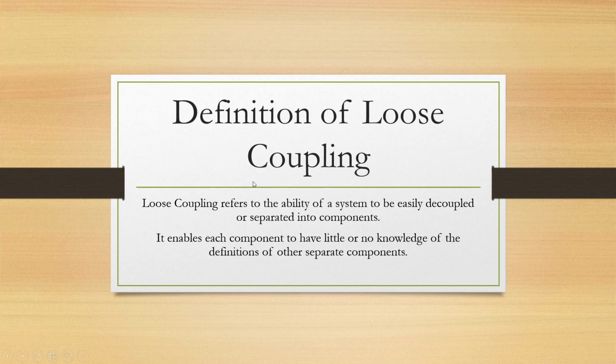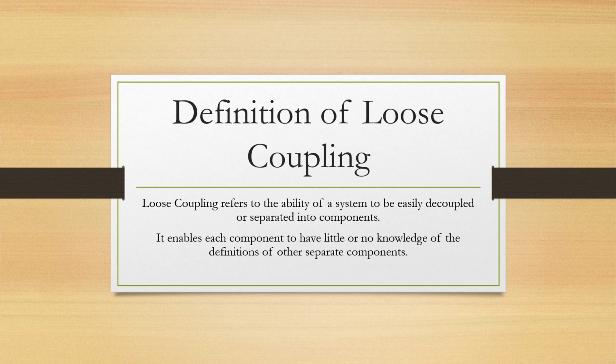So, what is the definition of loose coupling? Loose coupling refers to the ability of the system to be easily decoupled or separated into components. It enables each component to have little or no knowledge of the definition of other separate components.